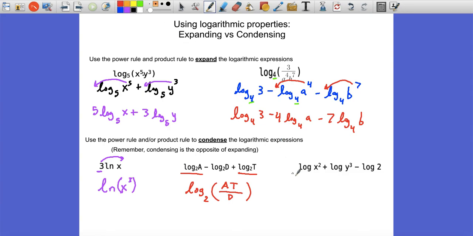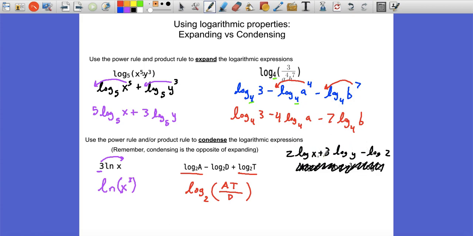Now, I made a slight mistake here, so I want to rewrite this. So we're going to start. So we got 2 log x plus 3 log y minus log 2. So here's our starting point for our condensing problem.